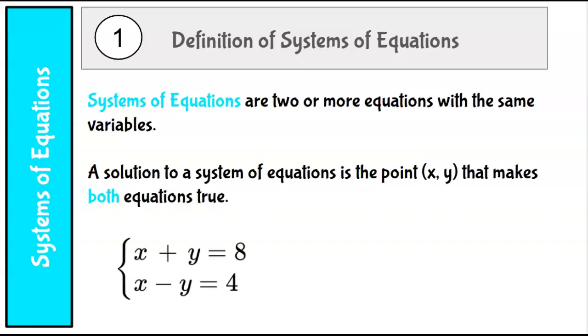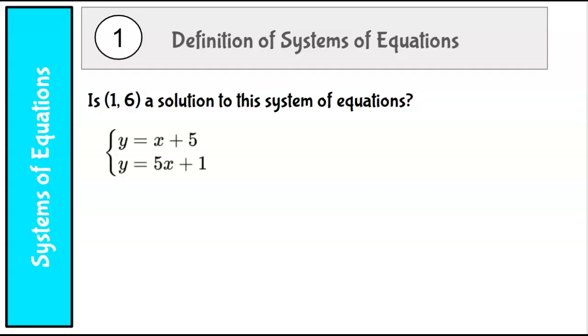First, the definition of systems of equations. Systems of equations are two or more equations with the same variables. Many times they'll have this little bracket on the side, sometimes they don't, but it's two or more equations that have the same variables. And your task is to find the solution, the point (x, y) that makes both equations true. So you're solving them simultaneously because you're going to find the x and the y that work in both equations. In this case, it would be to make it equal 8 and to make it equal 4.